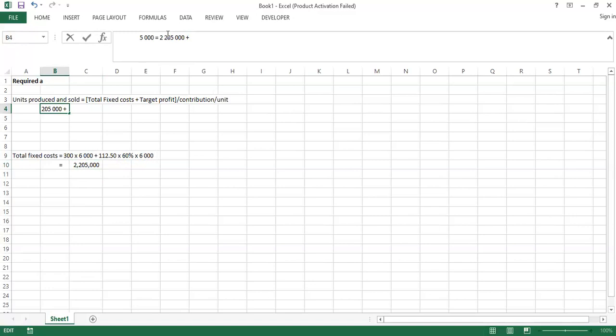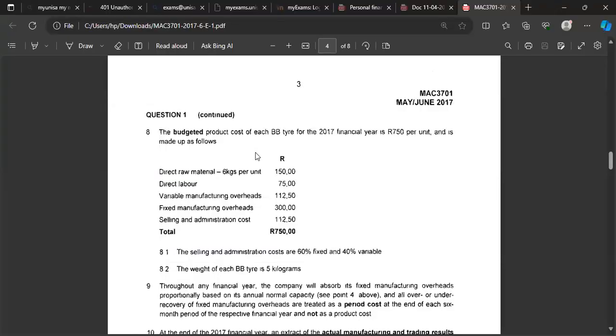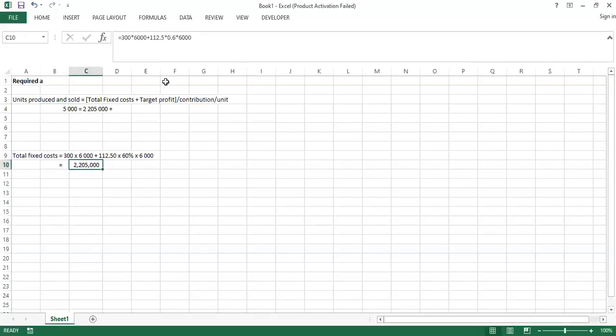Target profit is given as, yes, is it 6% or 60%? All right, I'm going to check that now. 60%. What did I write? 0.6. Yeah, so it's fine. Correct. But thanks for checking that. Please do check what I'm doing here.